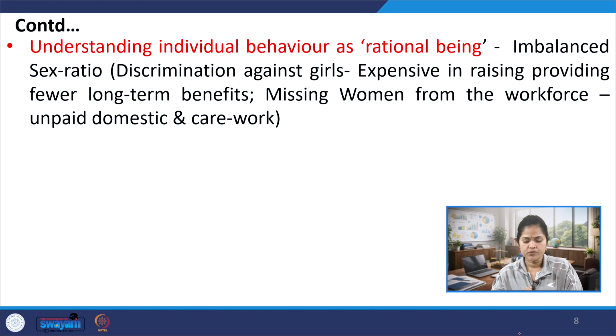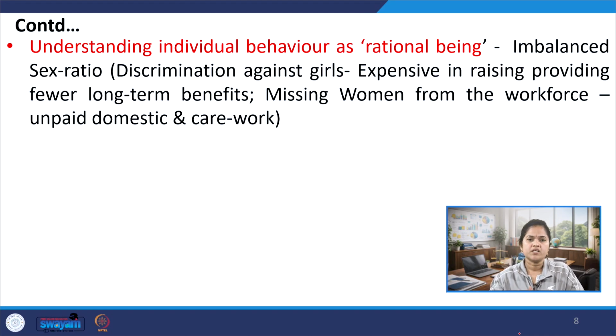And since I told you that because of understanding the individual behavior, we can find some of the issues and the policy demand is required, we can take a couple of examples. So for example, we can think about the discriminations against girls. What is the reason behind these discriminations against girls? You can find some statistics. Let's say we can check the sex ratio.